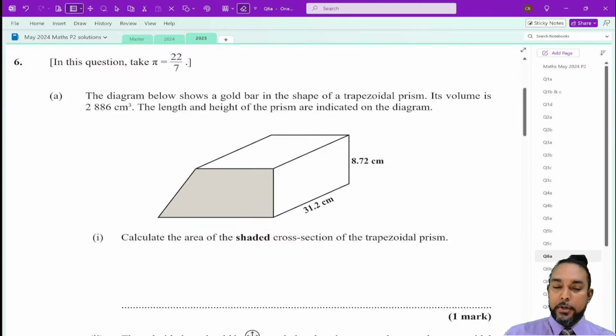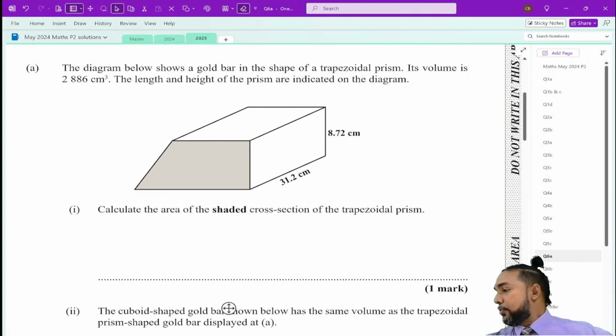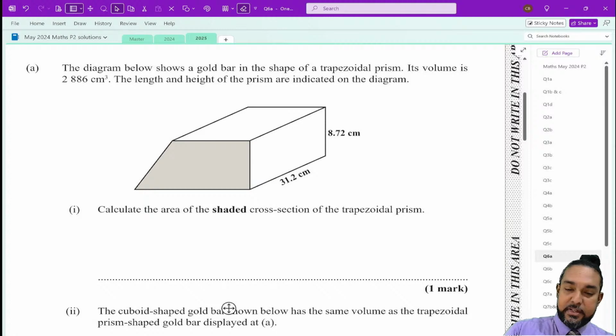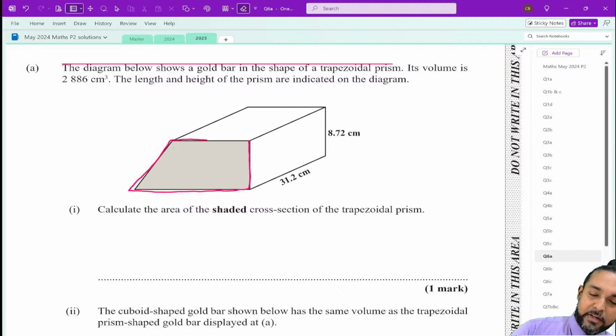In this question, take pi to be 22 over 7. That might come into play if we have something with a circle or a cylinder to do. It says the diagram below shows a gold bar in the shape of a trapezoidal prism. A trapezium is this shape in the front here. It looks like a rectangle, and somebody cut a piece off on that side there. If you extend that, you kind of get a rectangle. So they sliced off a piece of the rectangle.